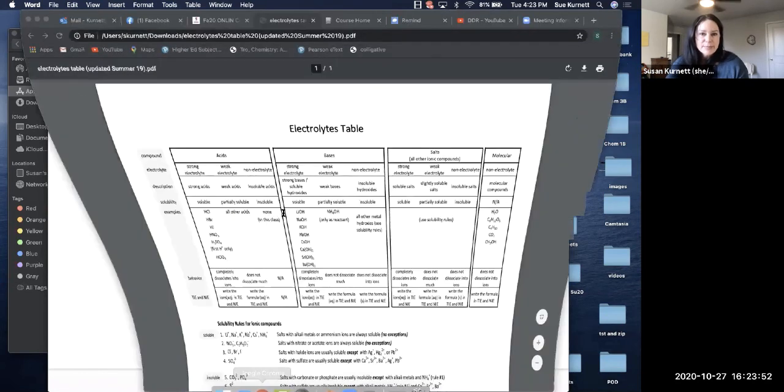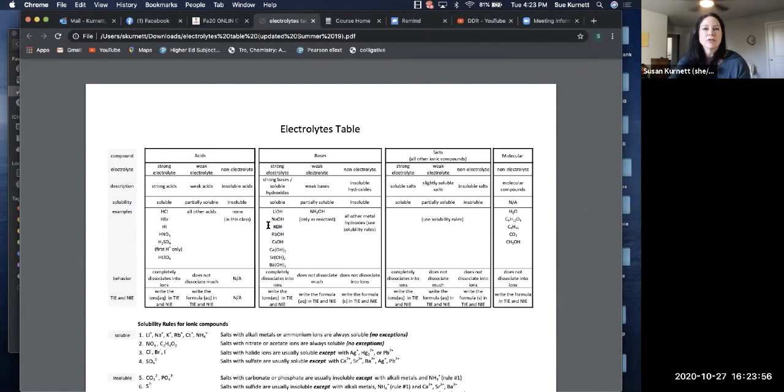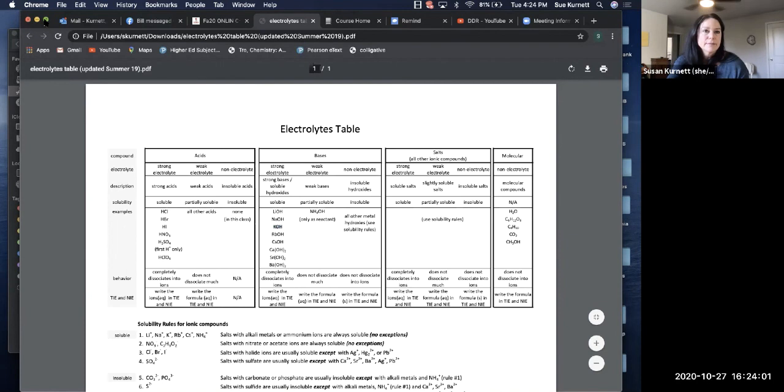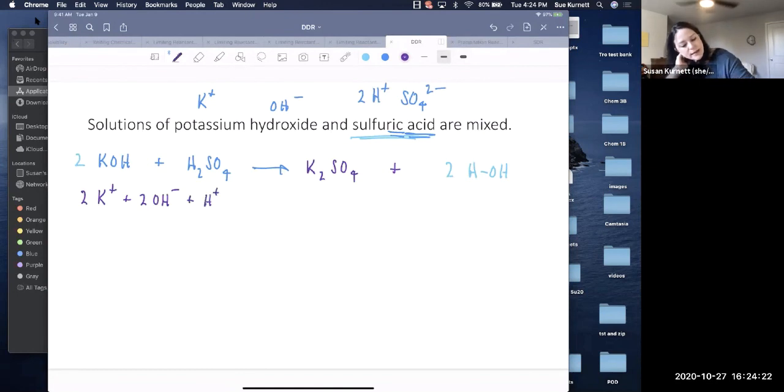Potassium hydroxide is a base. Is it a strong base? Yes. All group 1 hydroxides are strong bases. So it breaks into ions. The 2 applies both to the potassium and to the hydroxide. Sulfuric acid is a strong acid, but it says first proton only. So when I break it apart, I pull off 1 hydrogen ion and I have a hydrogen sulfate ion left over.